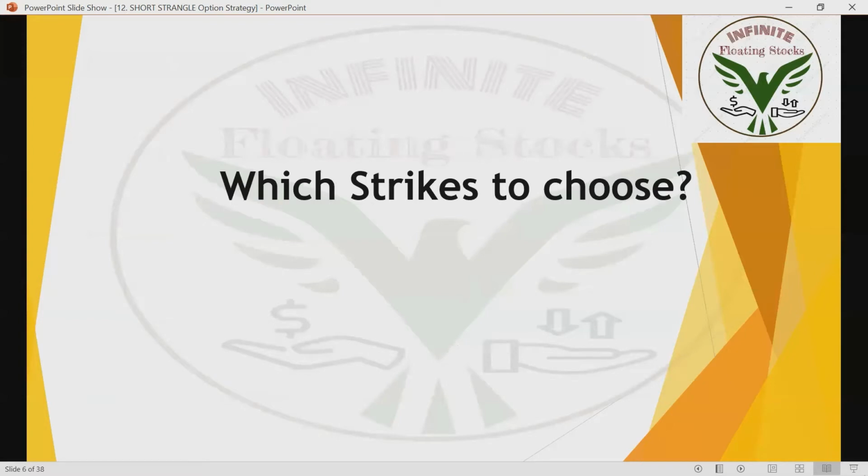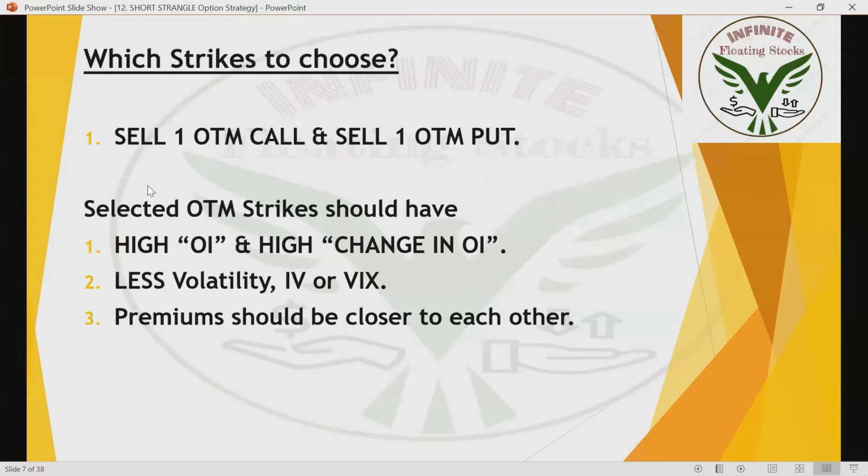All right, which strikes to choose? Pretty simple. You already know we are dealing with a short triangle. That means we need to be selling one out of the money call with one out of the money put. Just get that into your head. Short triangle is nothing but selling one out of the money call option and also one out of the money put option.